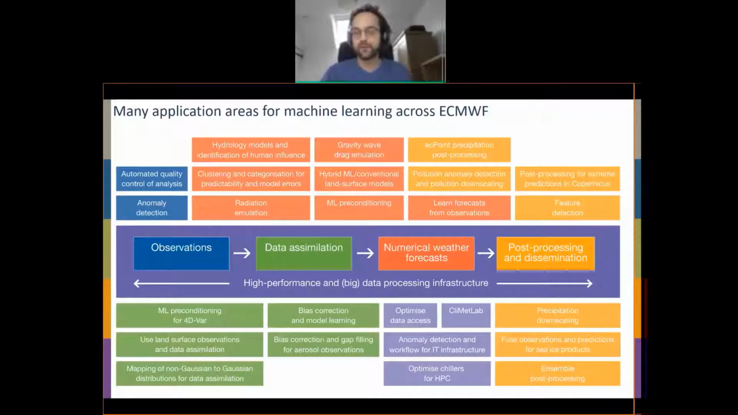Now let's go more into the specific application areas that we're talking about. This is a plot that shows the workflow that we have at ECMWF. We collect observations, then we have data assimilation to bring the observations and the model trajectories together to generate initial conditions. Then we have the numerical weather forecast model. And on the right, we have the post-processing, where we process the output data and disseminate the information that we get from this output data to the users.